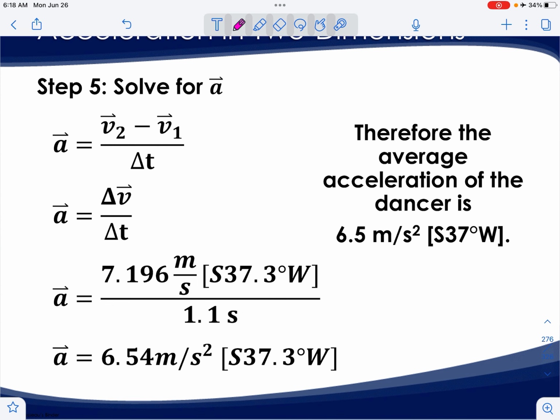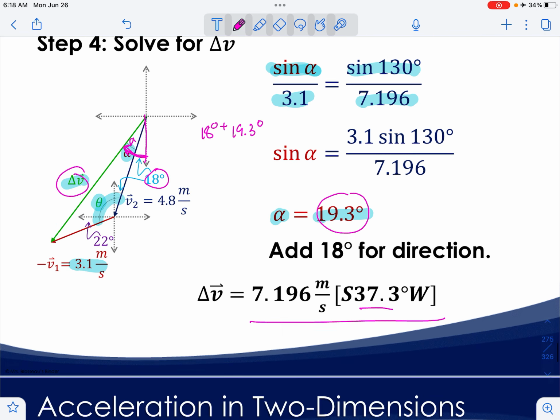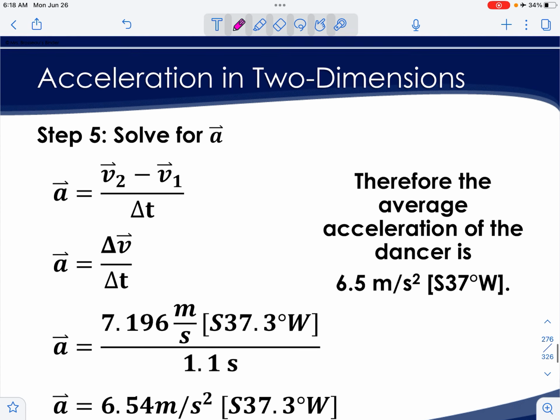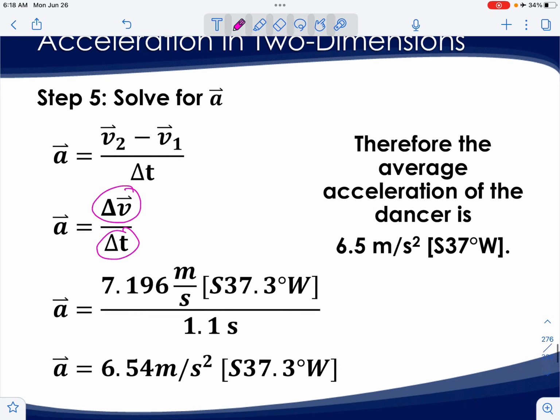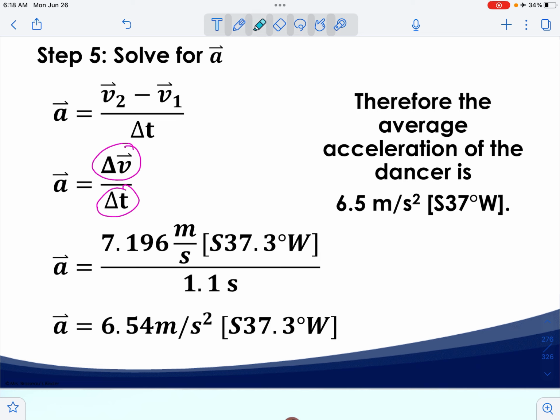Okay, so now we have that. So now that we have our delta V, we can solve for our acceleration. Now this is a little bit easier because we have our delta V and our delta T is 1.1. So we just multiply that out and we get this. Okay, these are a little bit complex in two dimensions. One-dimensional problems are much simpler.